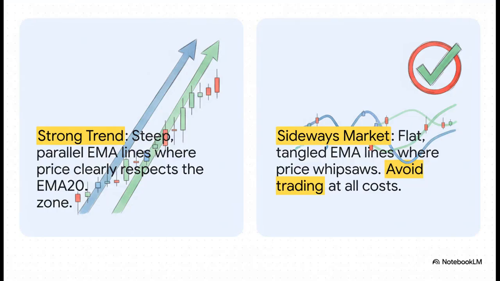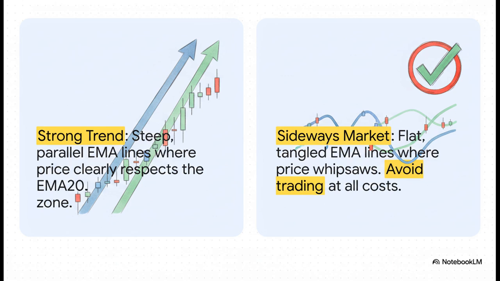Okay, now just look at this slide. What's so amazing is how visually different these two market states are. On the left, you've got your strong trend. The EMA lines are steep, they're moving in parallel, almost like a set of train tracks. You can see how the price just bounces off them, it respects them. This is your opportunity zone.